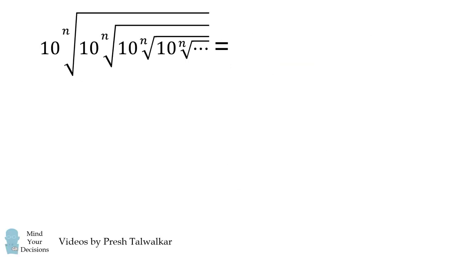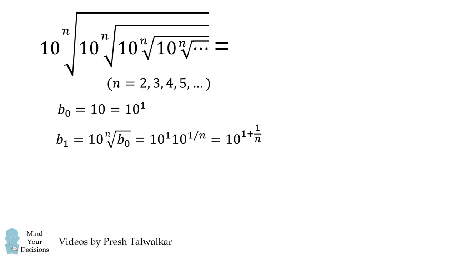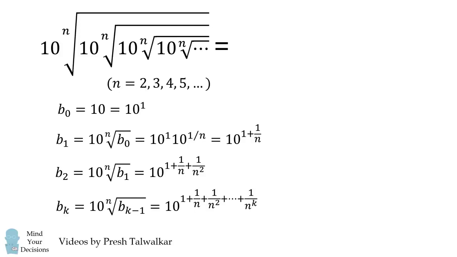Now let's consider if we have the nth root. Well, this is very much like the square root problem. The first term will be equal to 10 to the power of 1. Then each subsequent term will equal 10 times the nth root of the previous term. And we can go ahead and solve for the pattern here, and we end up with a geometric series where the common ratio is 1 over n.